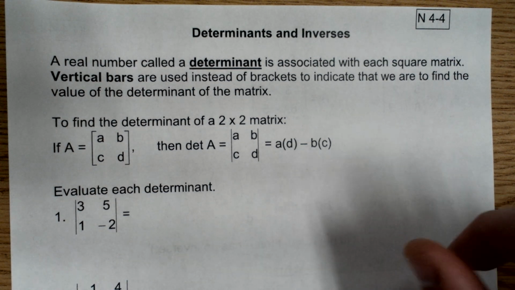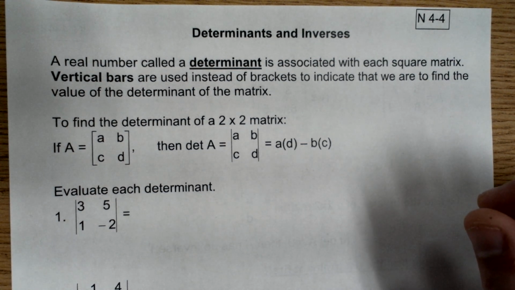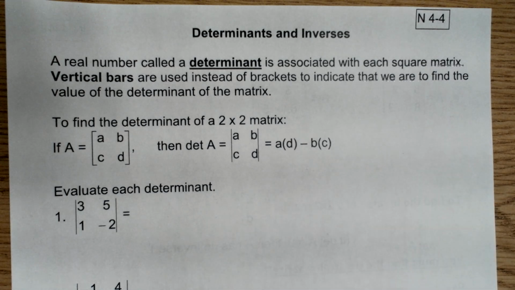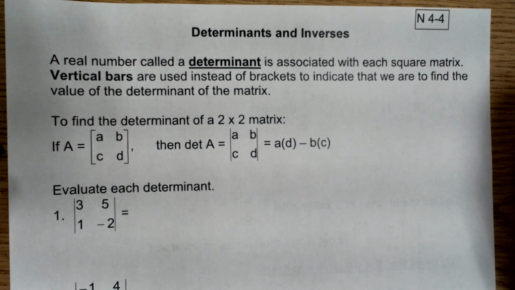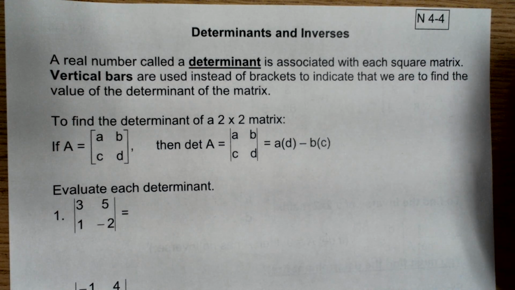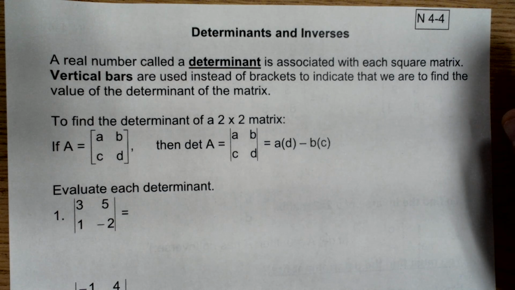Okay, we're looking today at determinants and inverses. A determinant is a real number associated with any square matrix. It looks a little bit different. It's got vertical bars, like right here at number one, instead of brackets, that indicate that you need to find the determinant of this individual matrix.